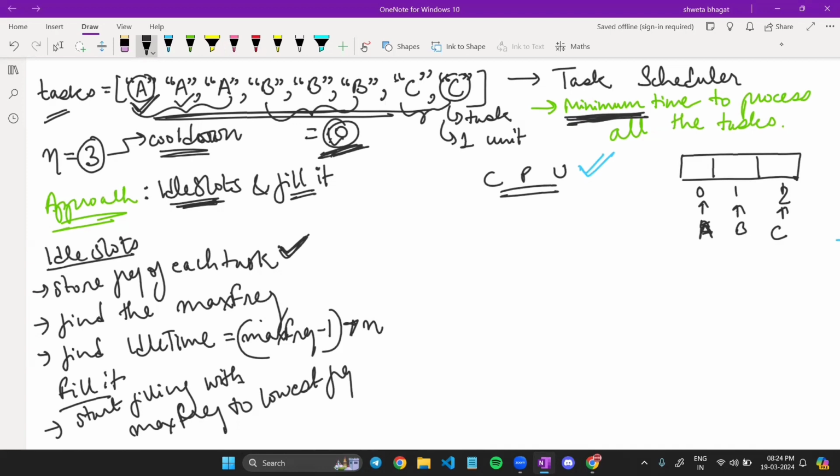Now, what is the frequency of A? The frequency of A is 3, right? We can see we have 3 elements. What is the frequency of B? The frequency of B is also 3, correct? Now, what is the frequency of C? The frequency of C is 2, so we will write the 2 over here.